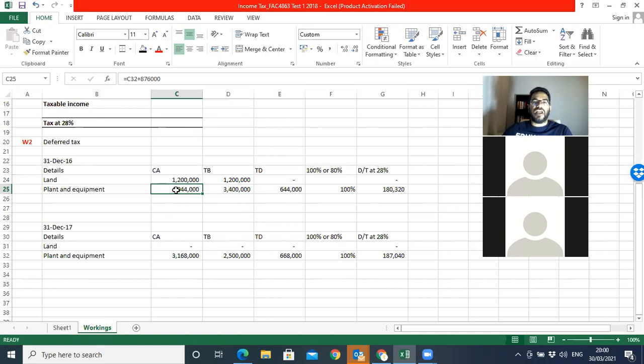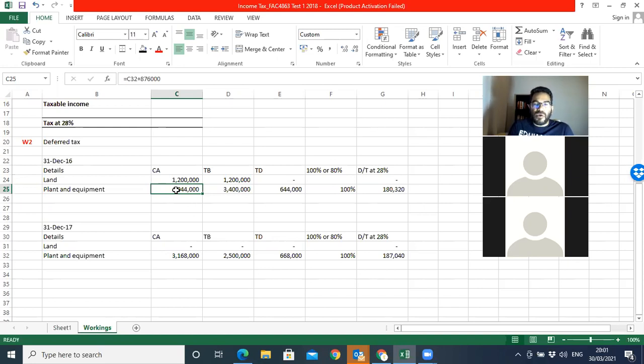Now when SARS do the calculation, SARS also start with 10 million rand, but now SARS reduces the 10 million rand by the 3.4 million rand. So what does their profit before tax, which is their taxable income, come to? 10 million minus 3.4 gives you 6.6 million. So accounting wants to pay tax on 6 million, whereas SARS is saying you're going to have to pay tax on 6.6 million. So from an accounting perspective, we're actually going to be paying more tax than what we expect.